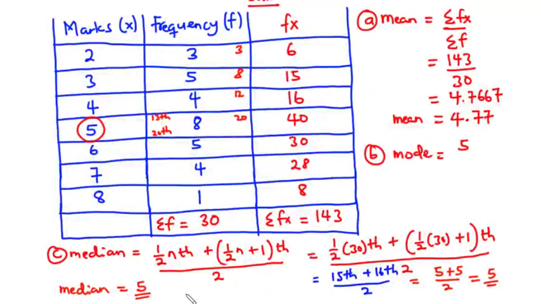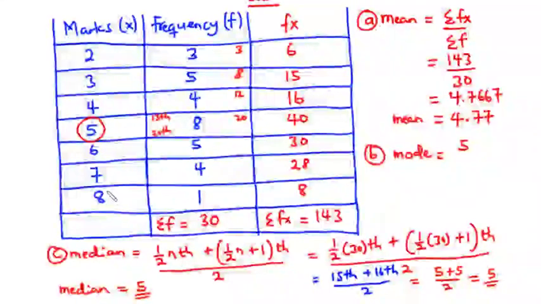Now let's find the range. So the range is going to be the difference between the highest mark and the lowest mark. The highest mark is 8, the lowest mark is 2. So we have 8 minus 2, which is 6. So we have the range to be 6.